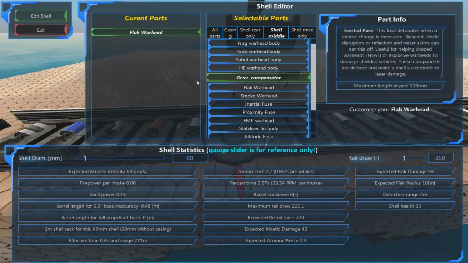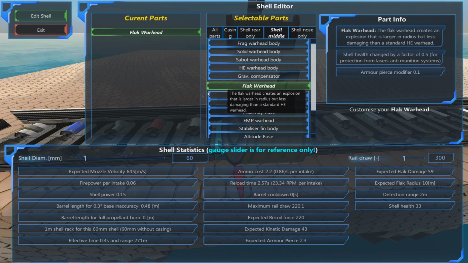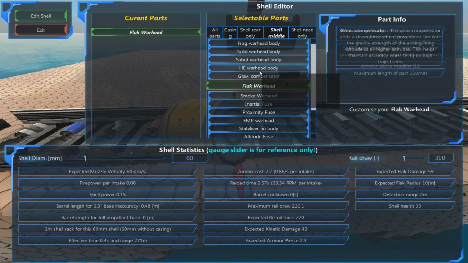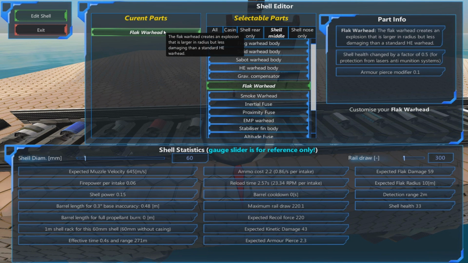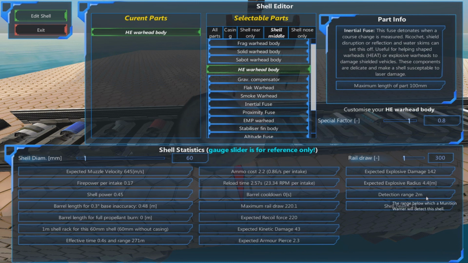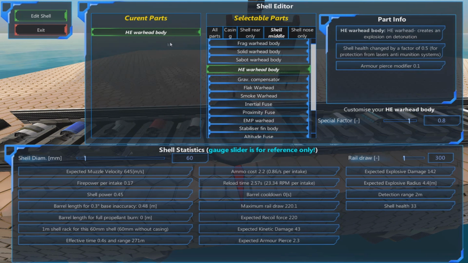Moving on, we're now at Flak. Now, Flak creates an explosion that is larger in radius but less damaging than standard HE warhead. So, this is the high explosive warhead, more spread out, sillier little brother. So, high explosive warhead, you have 142 damage, and you have an explosive radius of 4.4 meters.